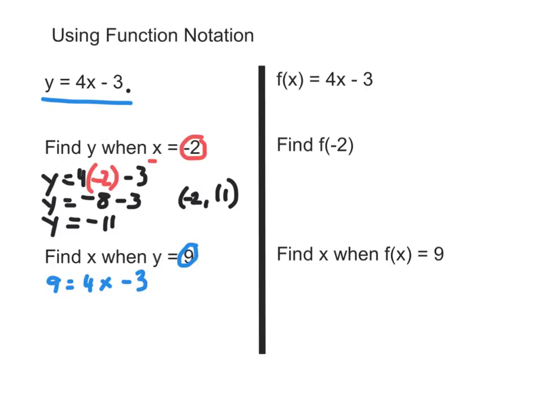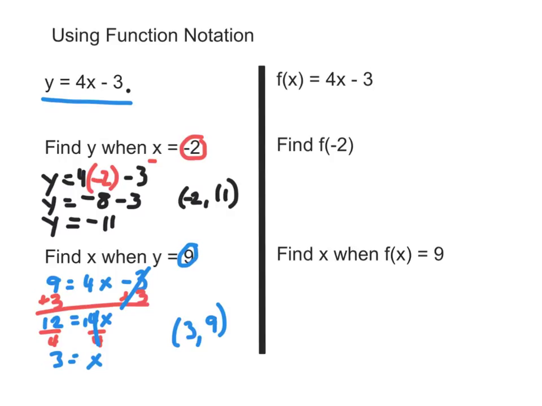Now, instead of just simplifying like we did in the first part, we are solving for x in the proper method. So we're going to add 3 to each side of the equation to get 4x alone right here, because negative 3 and positive 3 are 0. And then over here we have 9 plus 3, which is 12. And we're going to divide both sides by 4. And we end up with x, because 4 divided by 4 is 1, equals 3. So in this function again, or equation, it means that when x is 3, the y value is 9.